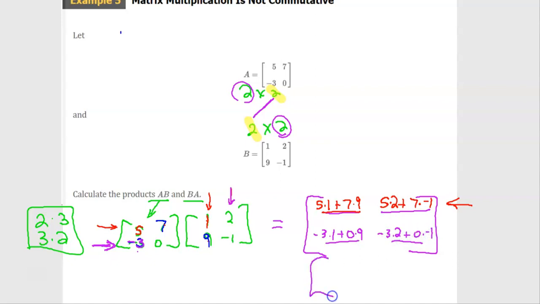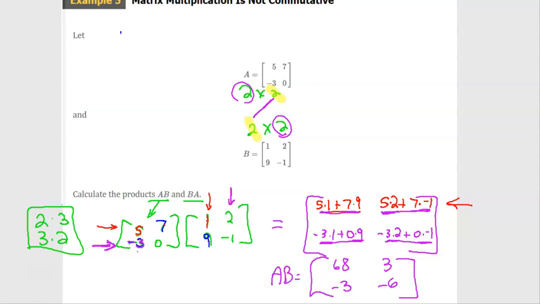So the resulting matrix: 5 plus 63 would be 68. -3 plus 0 would be -3. 10 plus -7 would be 3. And then negative 6 plus 0 would be negative 6. So that is AB, okay? When I multiply AB, I get that.